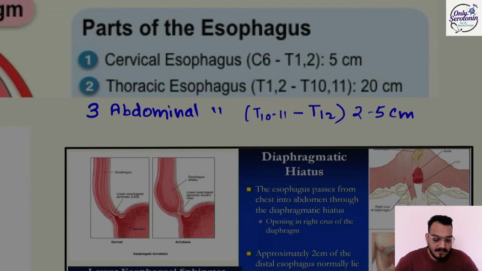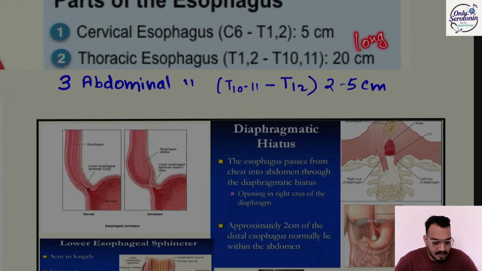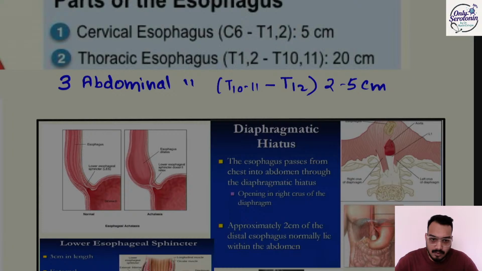The thoracic esophagus is starting from T1, T2 till T10, T11. It is around 20 centimeters in length, and it is the longest part of the esophagus, guys. Then after the diaphragm, everything is known as the abdominal esophagus. It is coming from T10, T11 till T12, and the length of this part is around 2 to 5 centimeters.